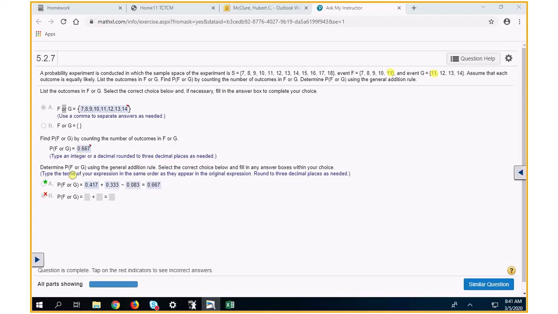It says determine P of F or G using the general addition rule. Select the choices. P of F or G, and they're subtracting the 11 right there. That's all they're doing is subtracting it.